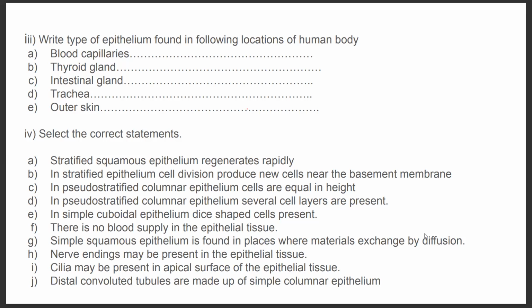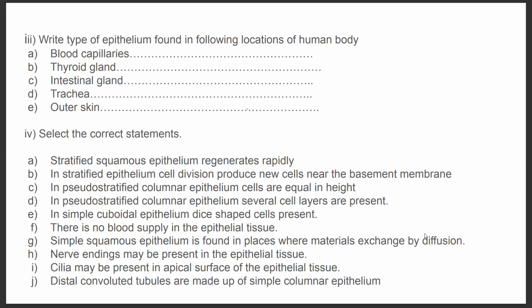Then select the correct statement. Stratified squamous epithelium regenerates rapidly. Yes, stratified squamous epithelium is the type of epithelium found in the outer skin, right? So it regenerates rapidly. In stratified epithelium, cell division produces new cells near the basement membrane. Yes, that is also correct. Near the basement membrane, new cells are produced and old cells are sloughed off from the apical surface.